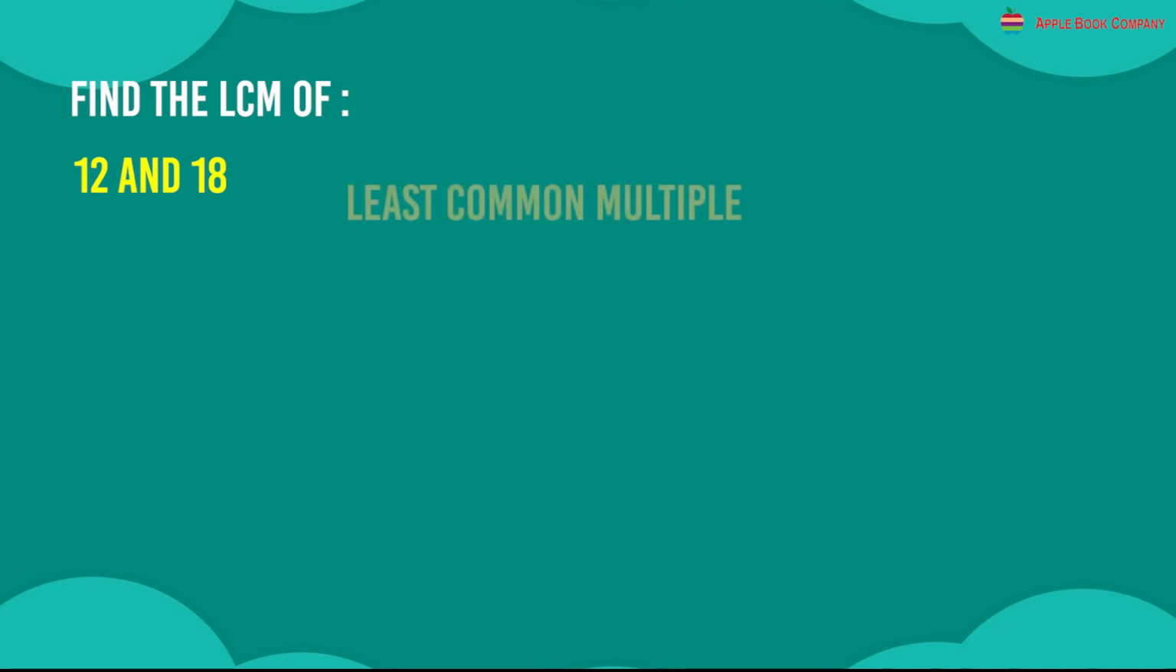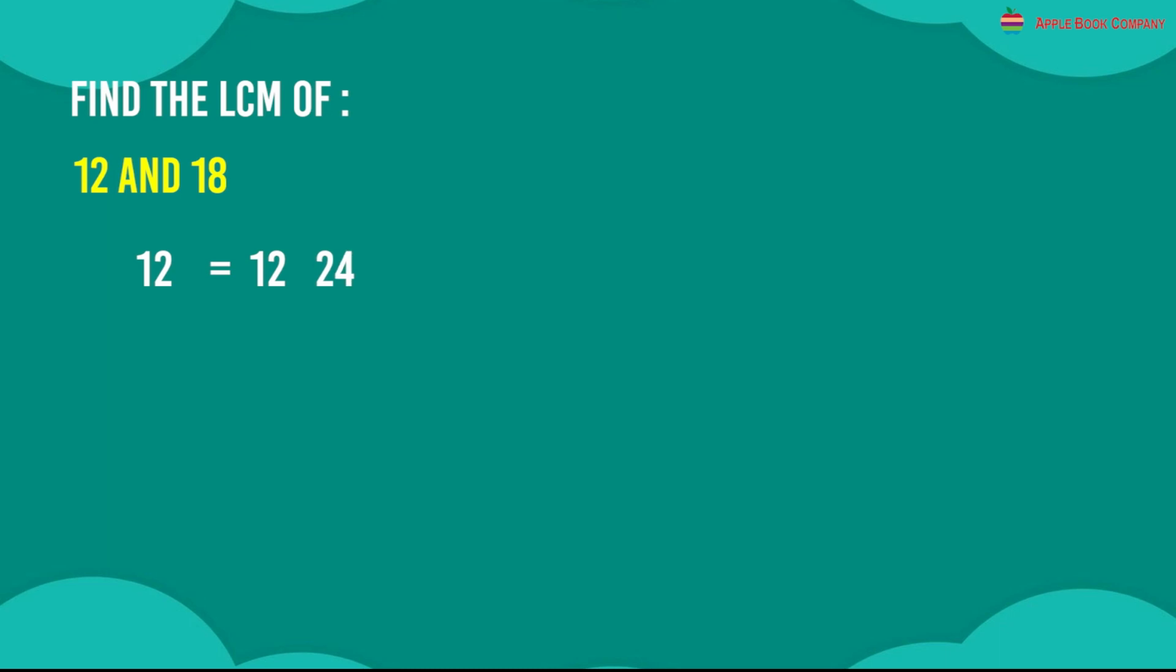Find the LCM of 12 and 18. LCM stands for least common multiple. Multiples of 12 are 12, 24, 36, 48 and so on. Multiples of 18 are 18, 36 and so on. You find a common number 36 here. Hence, the least common multiple of 12 and 18 is 36.